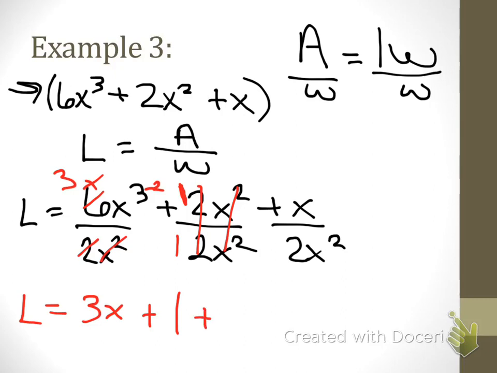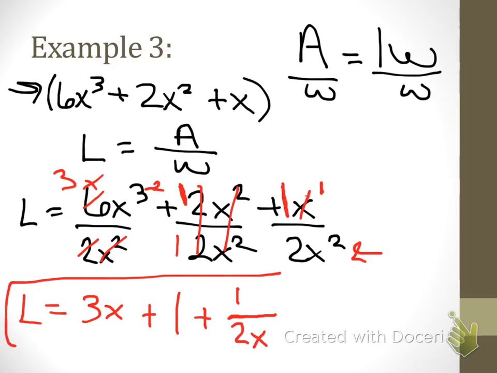Plus, now I have x over 2x squared. So remember, there's an invisible 1 out front here, so this is going to be 1/2. And the x cancels. Remember, you still do 2 minus 1 because there's an invisible 1 here. But where the leftover variable is in your denominator. So it'll be 1 over 2x. And that would be what you would consider to be your length.